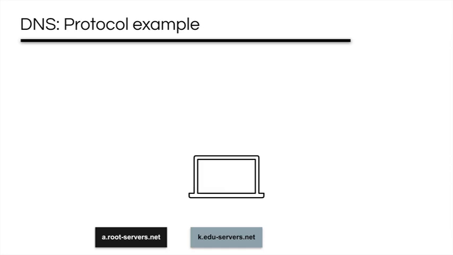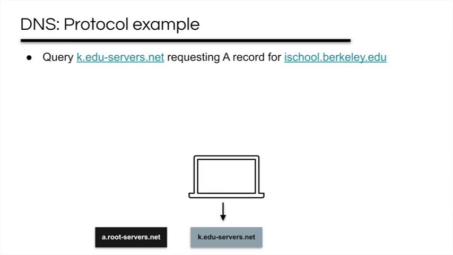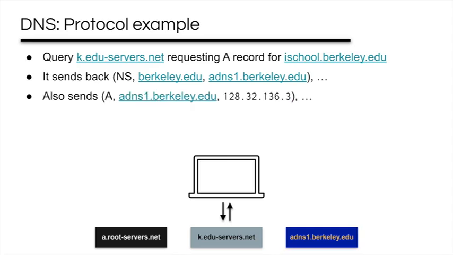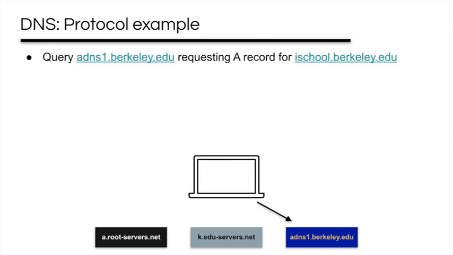So next, we're going to query that new name server that we found out about, k.eduservers, requesting the A record for ischool.berkeley.edu. And that name server is going to send us back this NS record. Again, this isn't what we asked for, but it's saying, here's a name server that knows about things ending in berkeley.edu. And again, it's also going to return an A record for that new server so that we know the IP address of that server, which we're going to use to query it, asking it the same question. We want the A record for ischool.berkeley.edu.